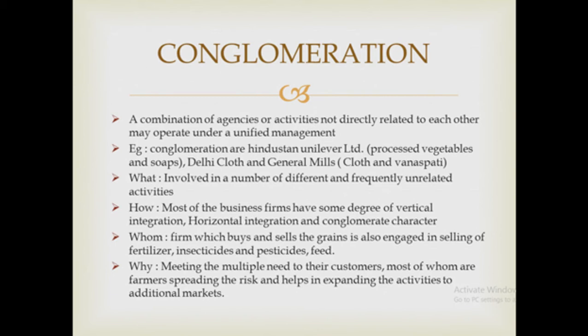Here are some questions about the conglomeration. What? It is involved in a number of different and frequently unrelated activities. Second, how? Most business firms have some degree of vertical integration, horizontal integration, and conglomeration character. Third, whom? A firm which buys and sells grains is also engaged in selling fertilizer, insecticides, pesticides, and feed. And last, why? To meet the multiple needs of their customers, most of whom are farmers, spreading the risk and helping expand the activities to additional markets.